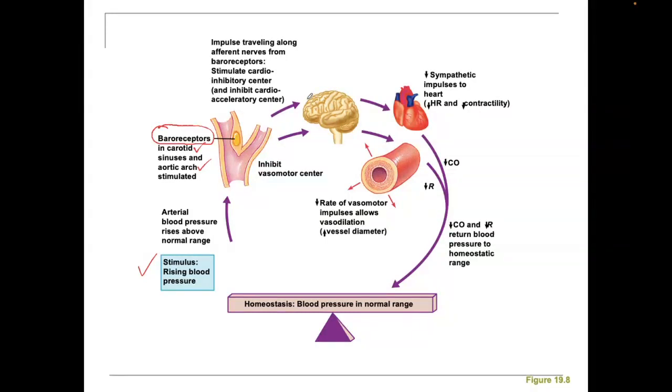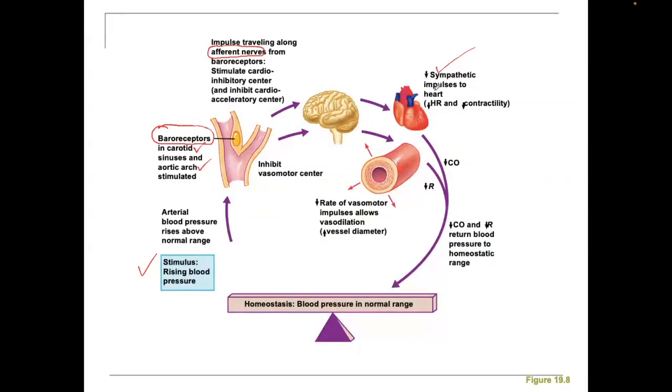So it's going to send those signals, these afferent sensory signals, to the cardioinhibitory center, which is in the neural system, to inhibit the acceleration. It's saying, hey, let's take the foot off the accelerator and let's put it on the brake. So taking the pressure off the accelerator is decreasing sympathetic impulses.